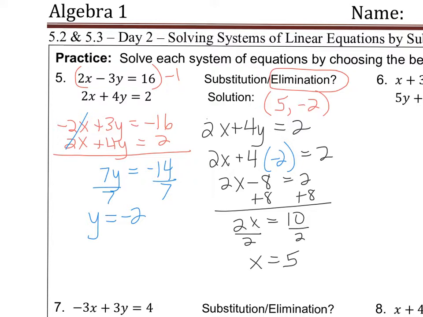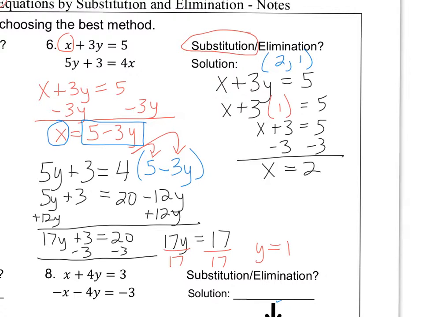Okay, so for number 6, I want you to go through the same process of making a strategy determination and solving it, and then check back for the explanation. Okay, so on this one I chose to do substitution because I had an x with a coefficient of 1. So I went ahead and solved that first equation for x equals so that I had something to substitute in for x, and then went through the process and came out with a solution.